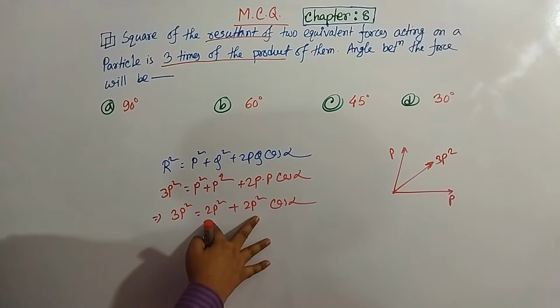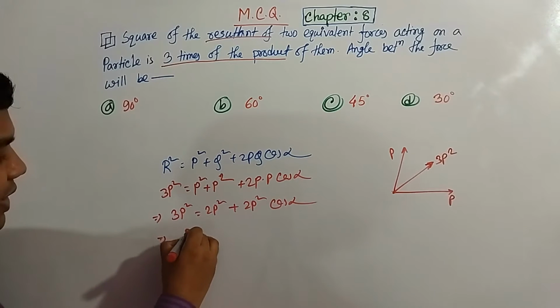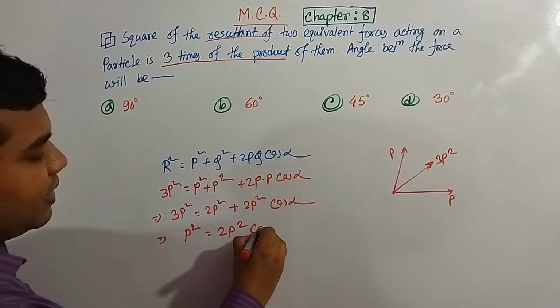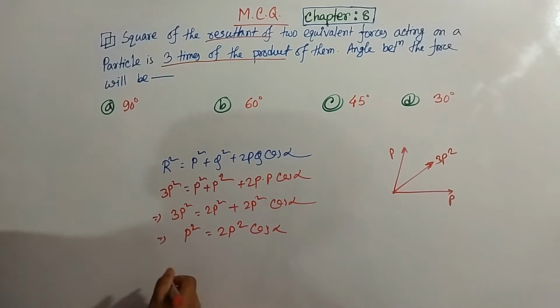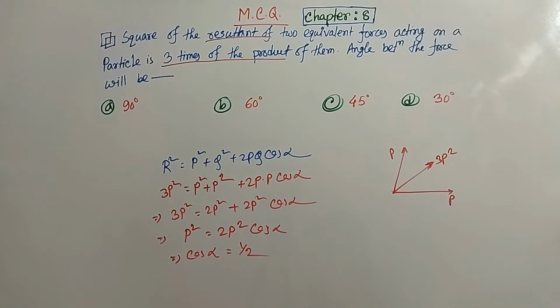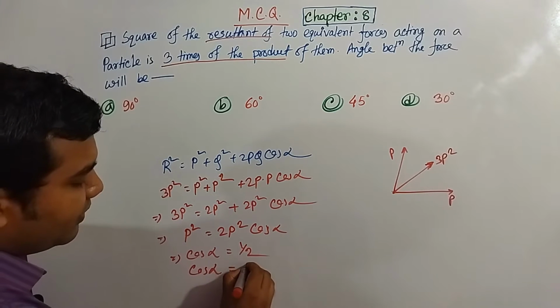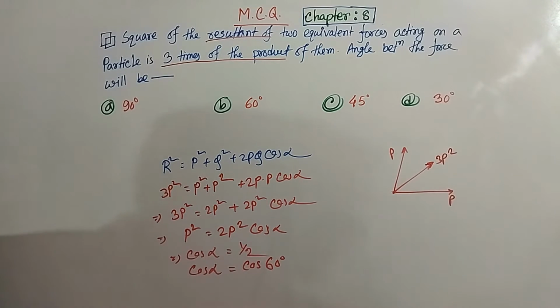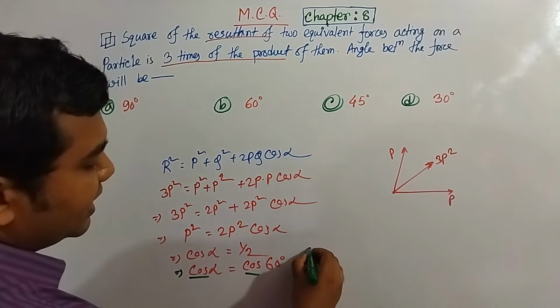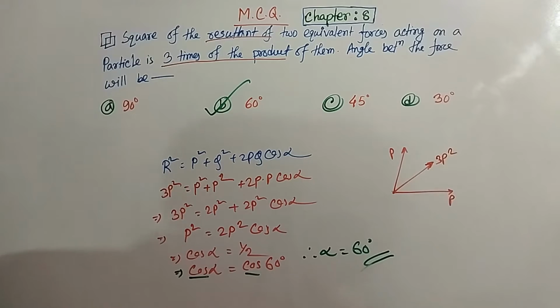If we take 2P square as common, then it should be 3P square minus 2P square, which is 1P square, equal to 2P square cos alpha. So P square is gone, and cos alpha should be half. Cos alpha should be half, and here we know the value of cos 60 degree is half, so cos alpha equals cos 60 degree. So 60 degree should be the answer, because if cos cancels on both sides, alpha should be 60 degree. So our answer should be option B.